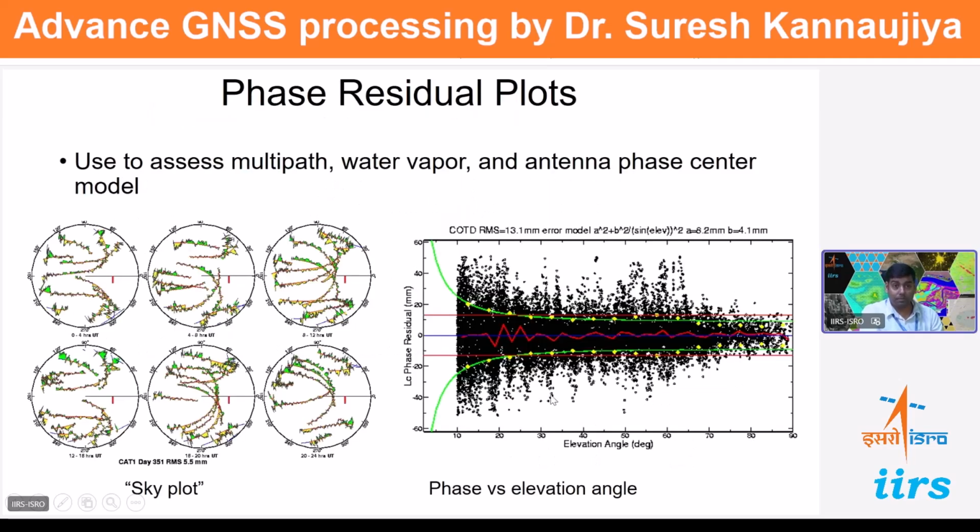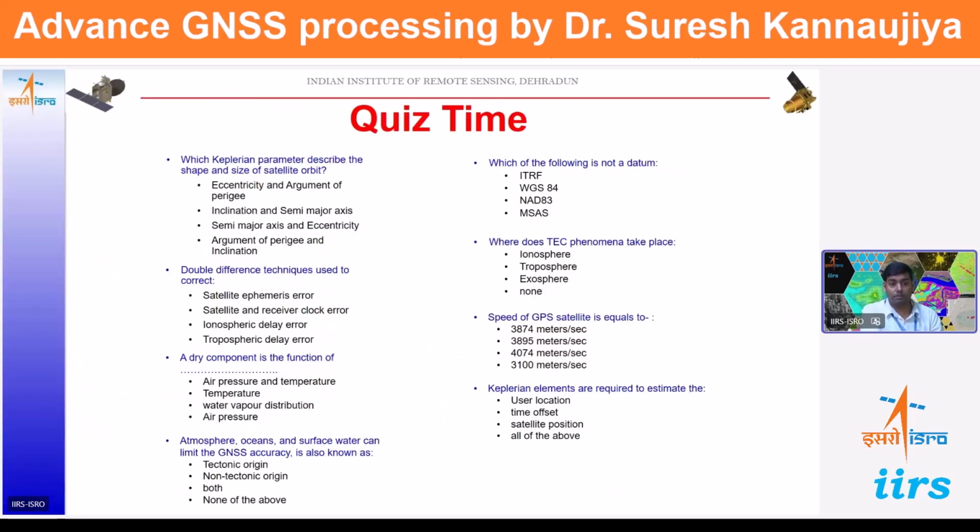And this is the phase residual plot. This is how we can see how it is getting constrained for different elevation angles. What is getting constrained? We can see that.